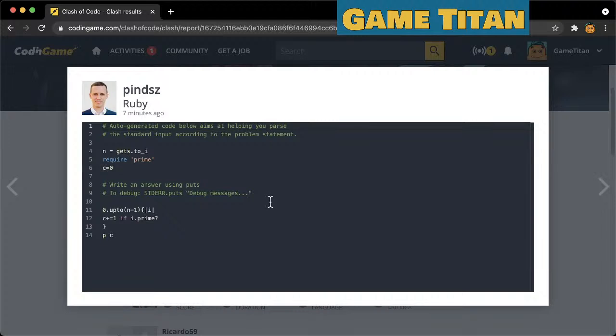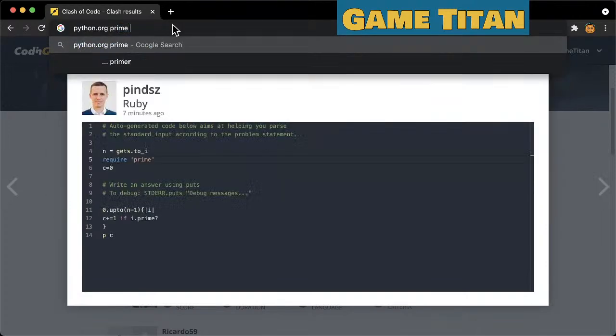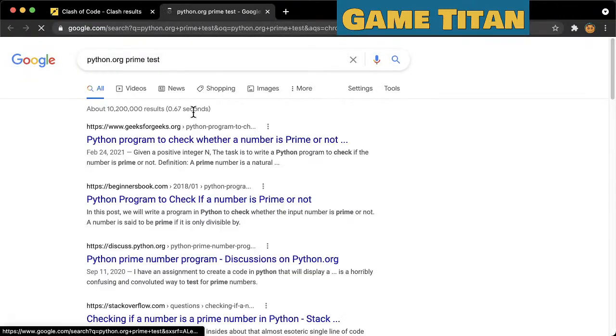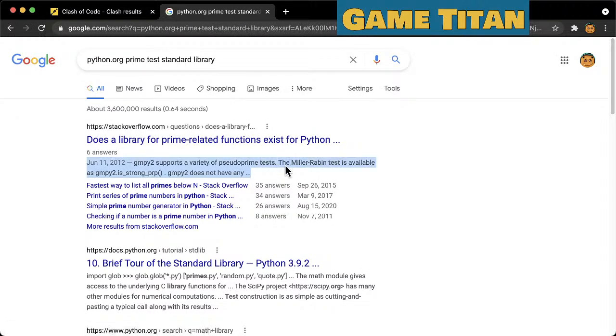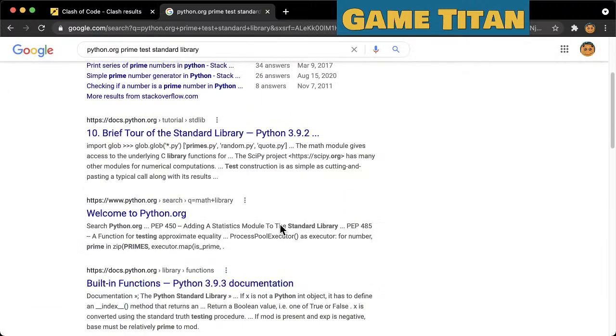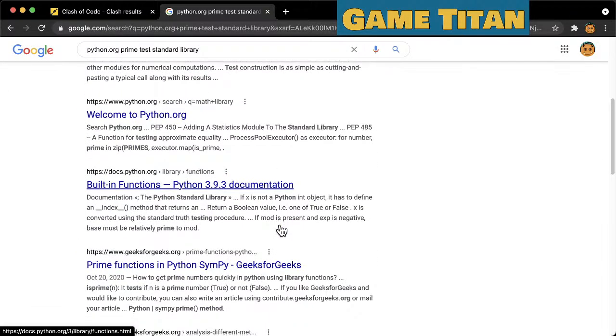Let's see what this person did. So this is Ruby, and this guy is using a Ruby library that has a prime library in it. So I actually wonder if Python has a prime test in the standard library. That would have certainly made things faster. It looks like not, so Ruby was a good choice for this particular problem.